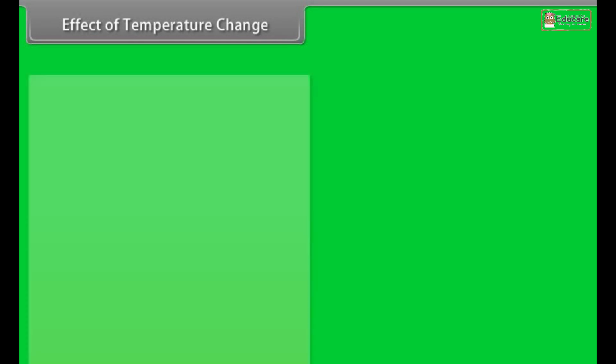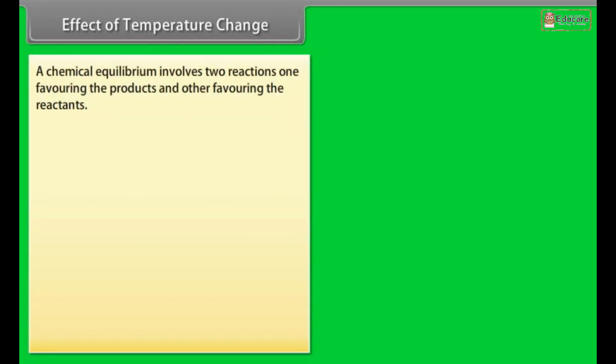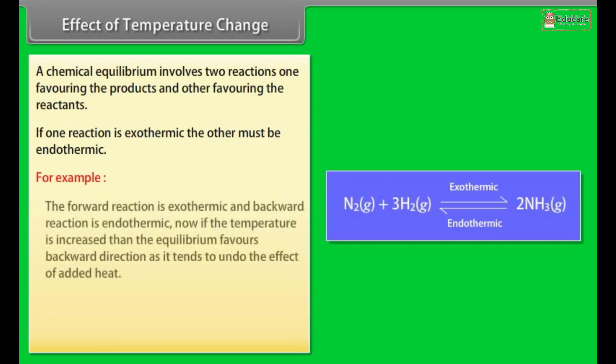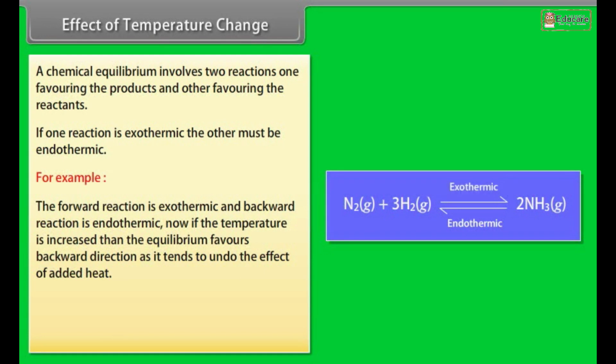Effect of temperature change. A chemical equilibrium involves two reactions, one favoring the product and other favoring the reactants. If one reaction is exothermic, the other must be endothermic. For example, the forward reaction is exothermic and backward reaction is endothermic.